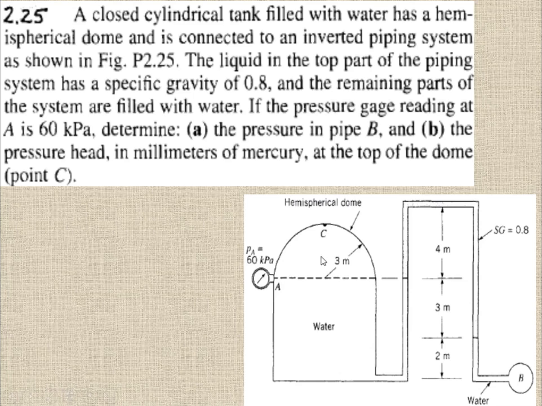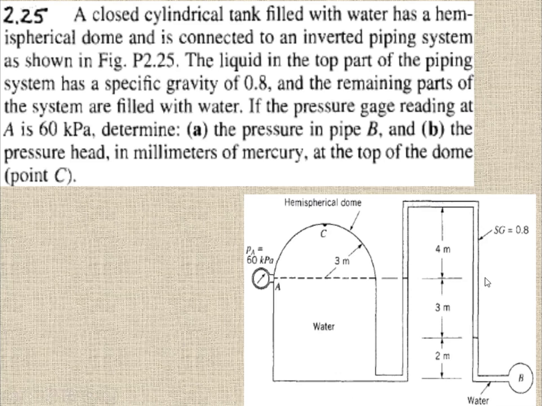From here to here, what is the height? It is 3 meters. So here is 60 kilopascal, and we have to find the pressure at point C. And what is the fluid? It is water, and we know the specific weight of the water, so most of the things are known. So let's use the equation. Consider this line as a datum line.